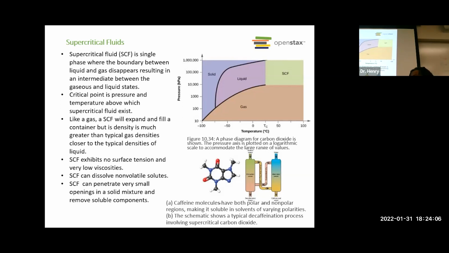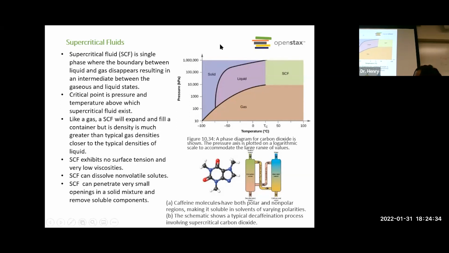So supercritical fluids don't exhibit any surface tension. They have very, very low viscosity. They can be dissolved in non-volatile solutions. And they can penetrate small openings, you know. If you think about it, fog can kind of seep into things, right?